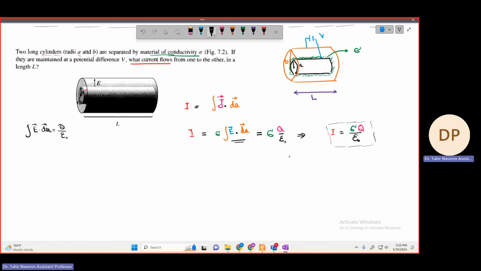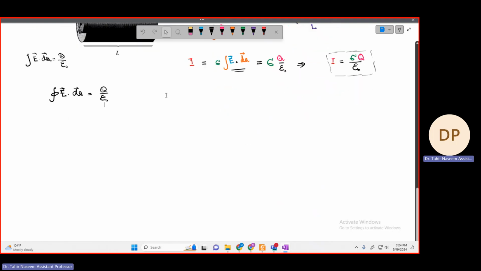So let's start. Okay, if we use Gauss's law, we state that the integral of E dot dA is equal to Q over epsilon, right? And I want to find this Q. So how can I do that?